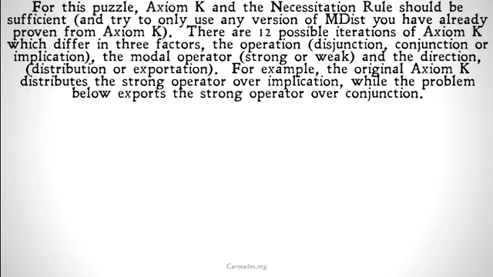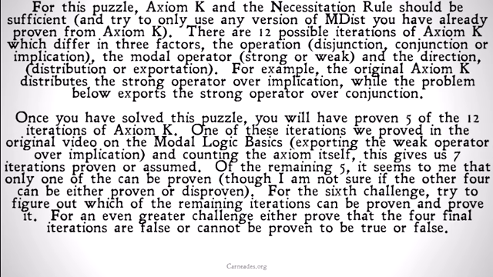Now, there are 12 possible iterations of Axiom K which differ in three factors: the operation, either disjunction, conjunction, or implication; the modal operator, either strong or weak; and the direction, either distribution or exportation. 3 times 2 times 2 equals 12, so there's 12 possible combinations of those three factors. For example, the original Axiom K distributes the strong operator over implication, while the problem below, that you're about to see in a second, exports the strong operator over conjunction.